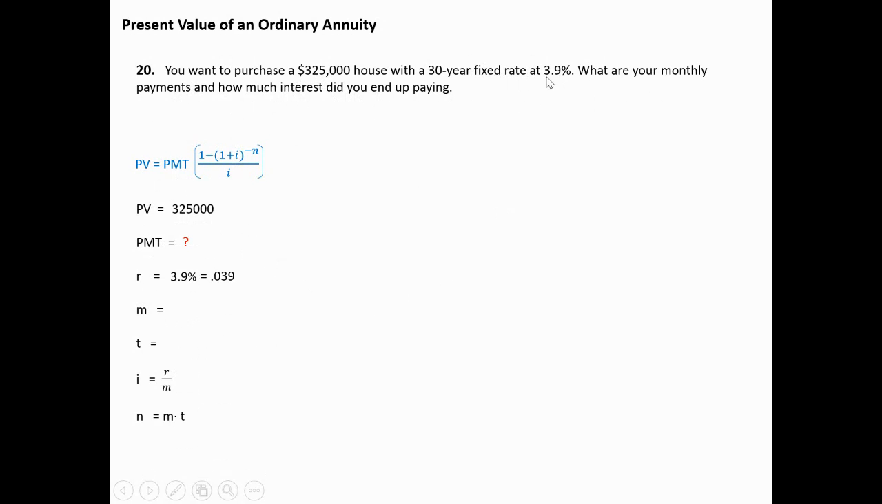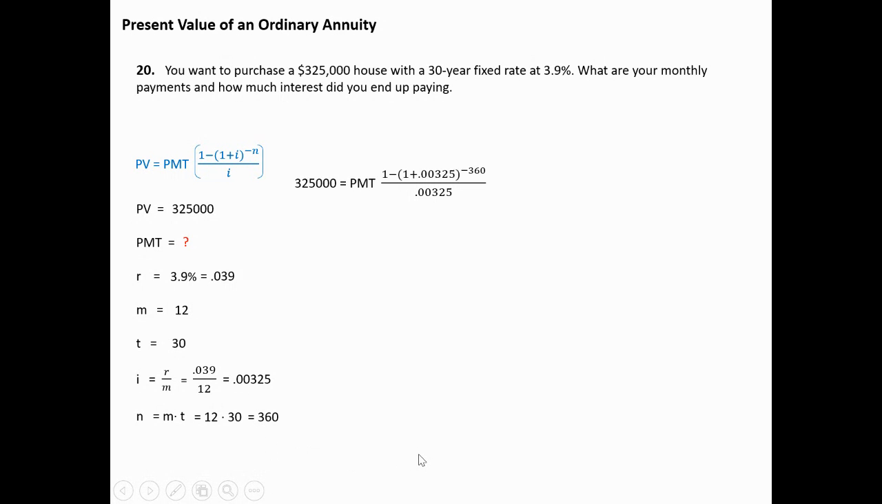The M, right? Most of the times the M is going to be 12, because it's monthly. Most of the times for house payments and also for payments on cars, the M is going to be 12 because you're doing monthly payments. The time here is 30 years, a 30-year fixed rate. So the I will be R divided by M, so 0.039 divided by 12 will give us something like 0.00325. The N will be M times T, which will be 12 times 30, which will give us 360.